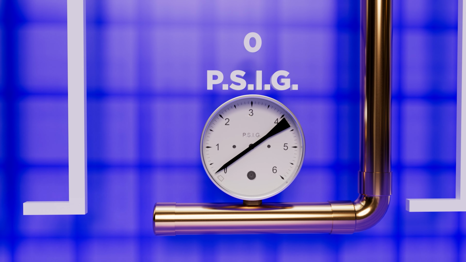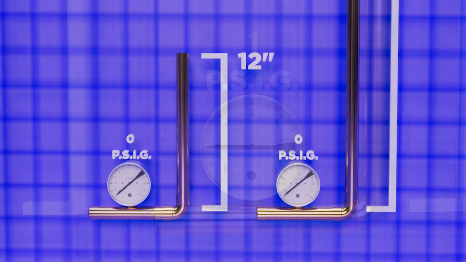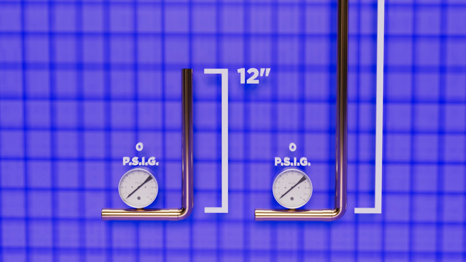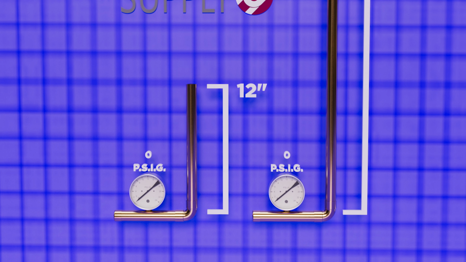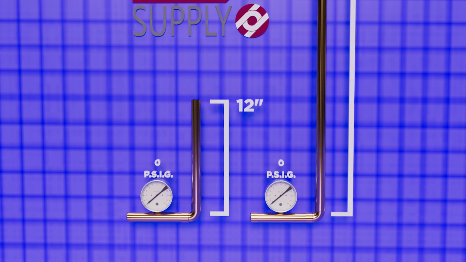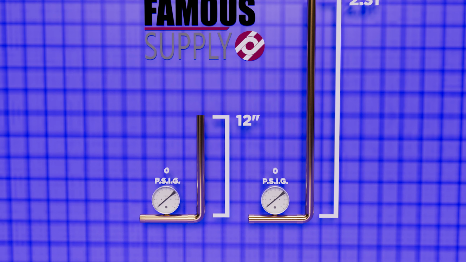The pipe that is 28 inches tall will have a gauge pressure of 1 psi. And by the way, 28 inches happens to be 2.31 feet. So we have our first known value. This means 28 inches of water column equals 1 psi.